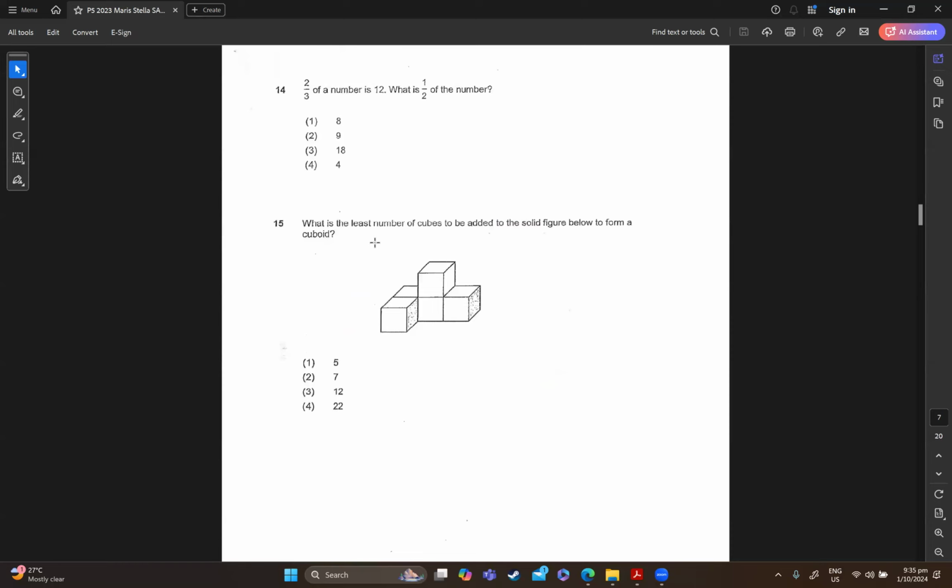Okay, 15. What's the least number of cubes to be added to the solid figure below to form a cuboid? Okay, so over here, there's 2 horizontally, there's 3 below, and vertically, there is 2. So 2 times 3 times 2 is 12. Of the 12, currently there are 1, 2, 3, 4, 5. So how many more do you require? 12 minus 5 is 7. So the answer is option 2.